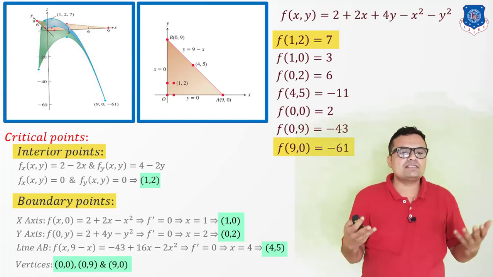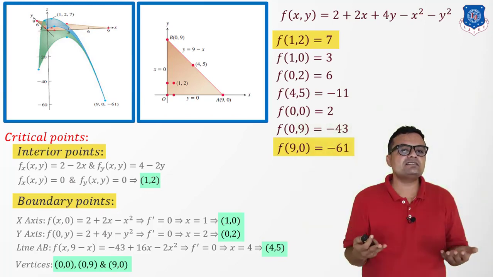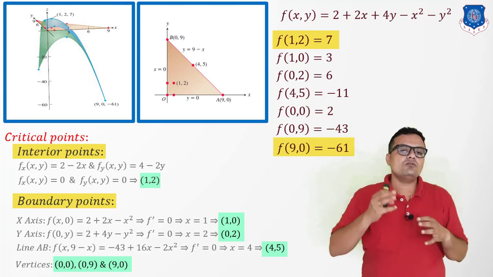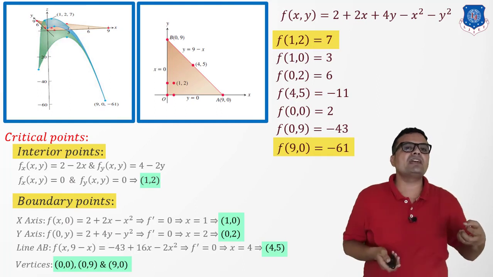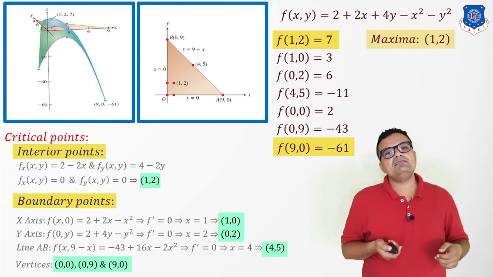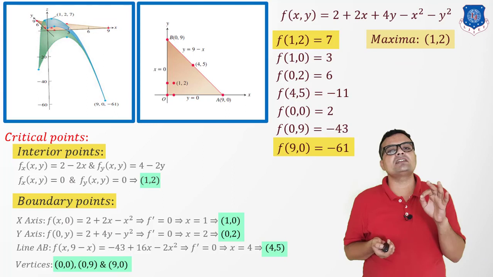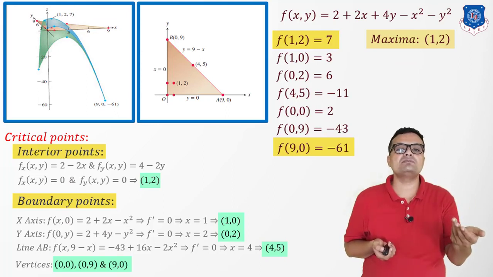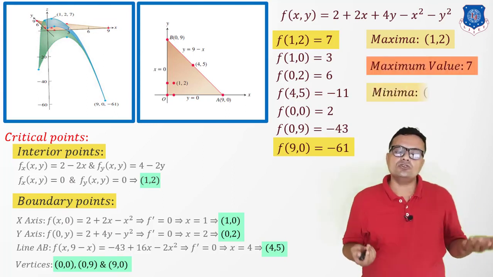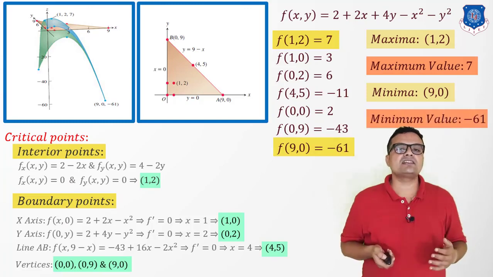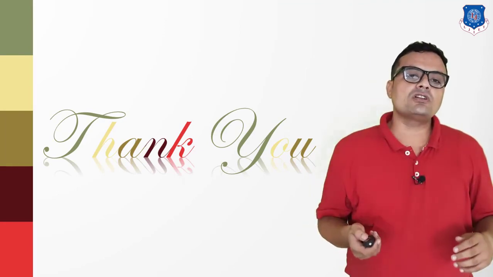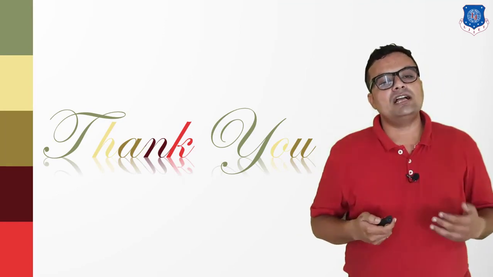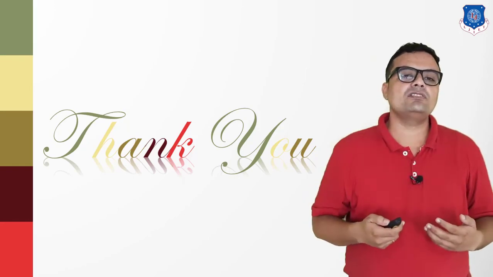Now there is no need to find the second derivative or do any Hessian here. What you can do is list out the points, find the function values directly, and pick the maximum and minimum from that. Clearly we can see that the maxima exists at (1, 2), because the maximum value from this list is 7, and the minima exists at (9, 0), as the minimum value over here is minus 61.